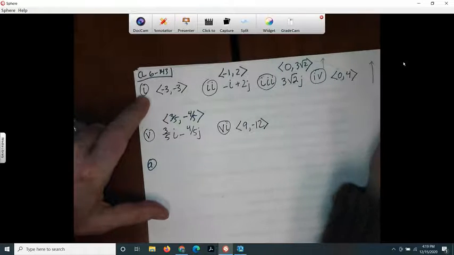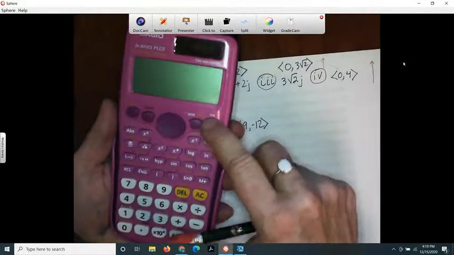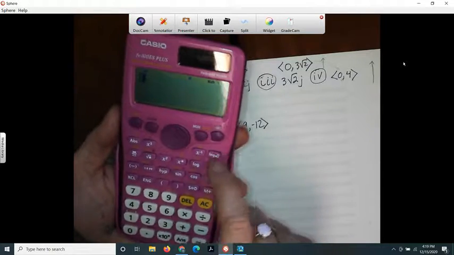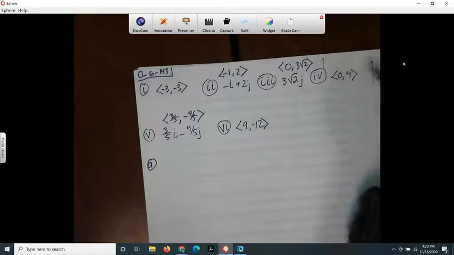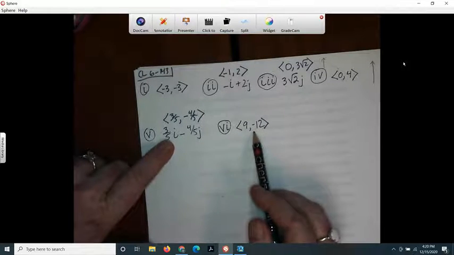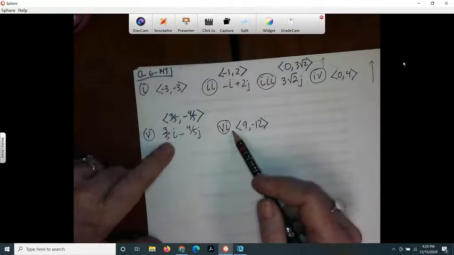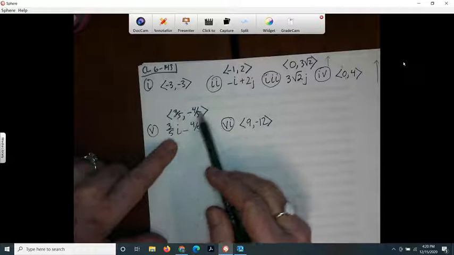3 root 2 is about 4.24, which is a popular number. It's more than 4, so it has a different magnitude. But your answer key is saying it's these other two vectors. The first time I did the problem, I didn't notice these two. I noticed these two.